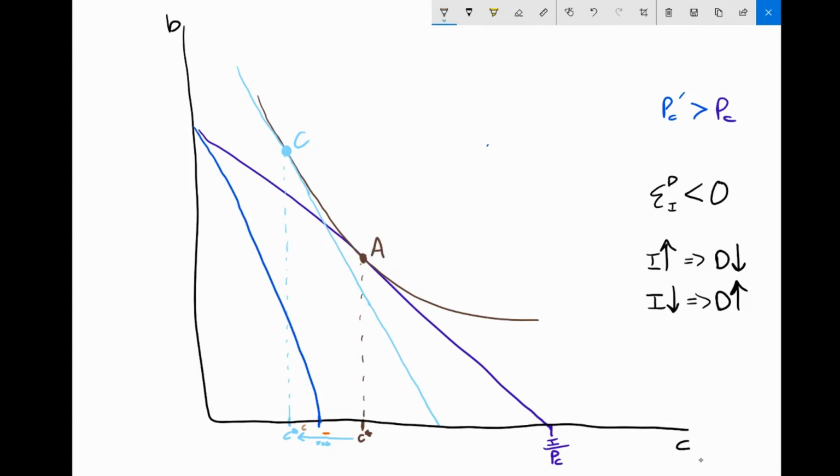So when price goes up, they're going to choose a new bundle. Let's say, draw it on this indifference curve. Here's the new bundle. They're going to choose bundle C star. Okay, so they're going to choose bundle B. You can see that bundle B has less cups of coffee than bundle A, but it has more cups of coffee than bundle C.